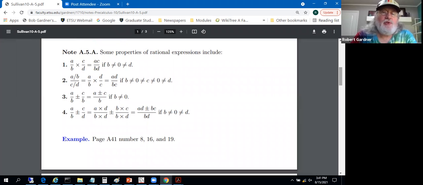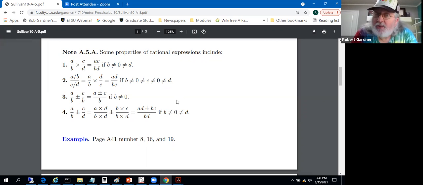So dealing with quotients, multiplication's easy. You don't need a common denominator. Division is just another kind of multiplication. There really is no such operation as division. It deals with multiplication of inverses. There's also no such operation as subtraction. It really is dealing with additive inverses and addition. So, strictly speaking, division and subtraction are not real math operations.